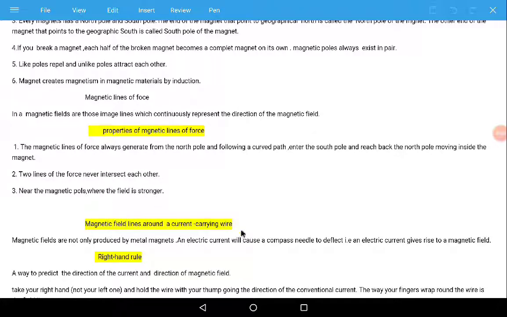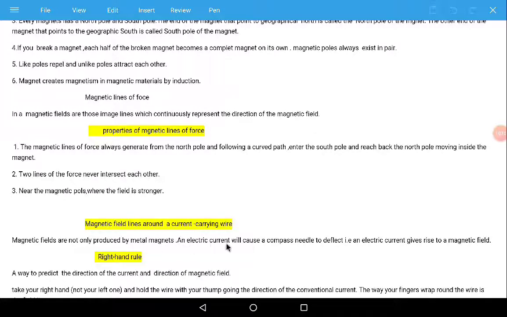Now the next lesson: magnetic field lines around a current carrying wire. A current carrying wire, or a conductor. So what is the magnetic field around this? Magnetic fields are not only produced by metal magnets.